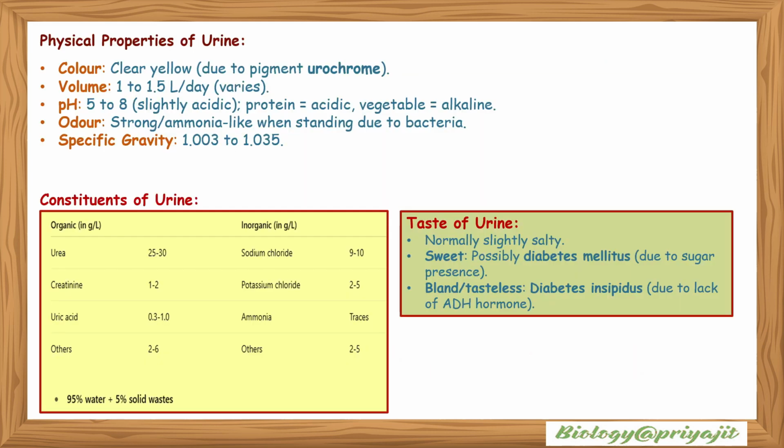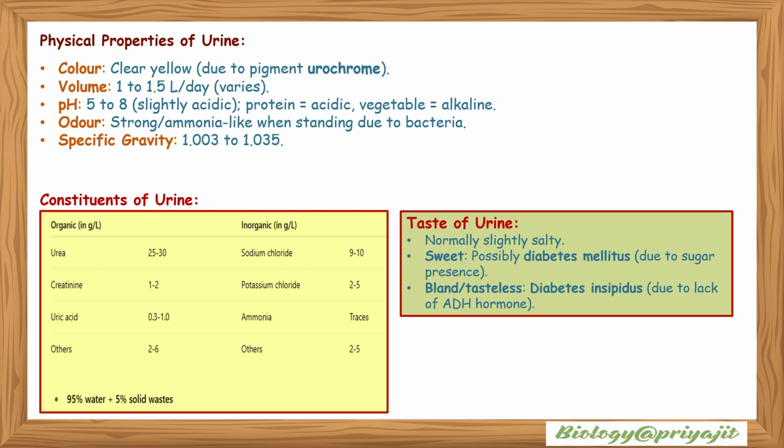Physical properties of urine. Color: clear yellow due to the pigment urochrome. Volume: 1 to 1.5 liters per day, it varies. pH: it may be 5 to 8, that is slightly acidic. A protein diet makes it acidic and a vegetable diet alkaline. Odor: strong ammonia-like when standing, due to bacteria. Specific gravity: 1.003 to 1.035.